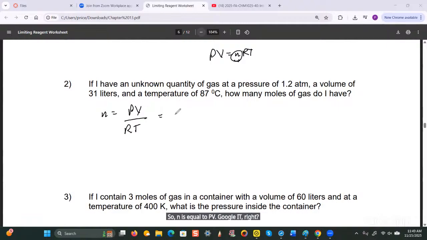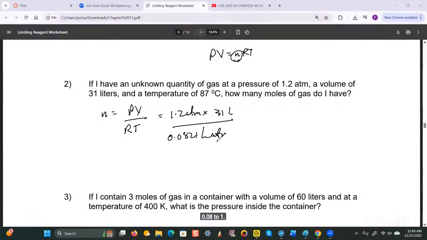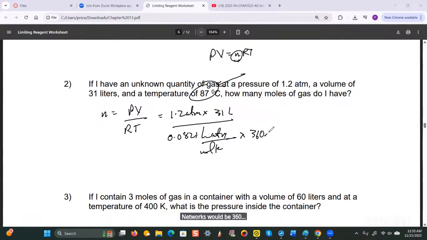So P is 1.2 atmospheres multiplied by the volume, which is 31 liters, divided by R, which is always the same, 0.0821 liters atmospheres over mole Kelvin, times the temperature. Now, they gave us the temperature in Celsius, so we have to add 273 to that. So that's 87 plus 273, which works out to be 360 Kelvin. So that's the setup.